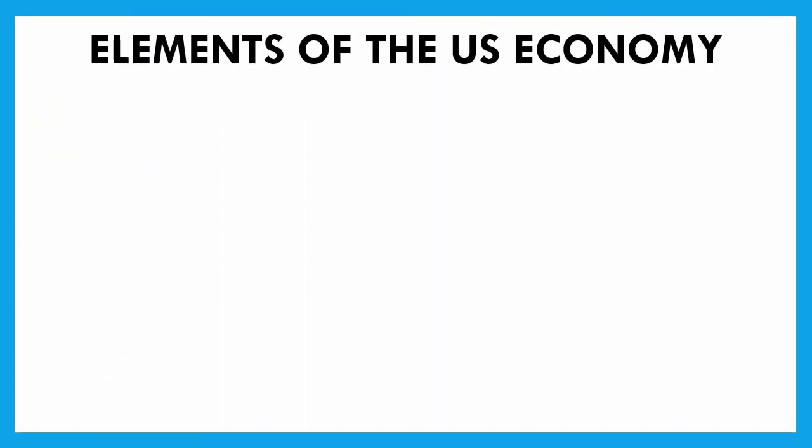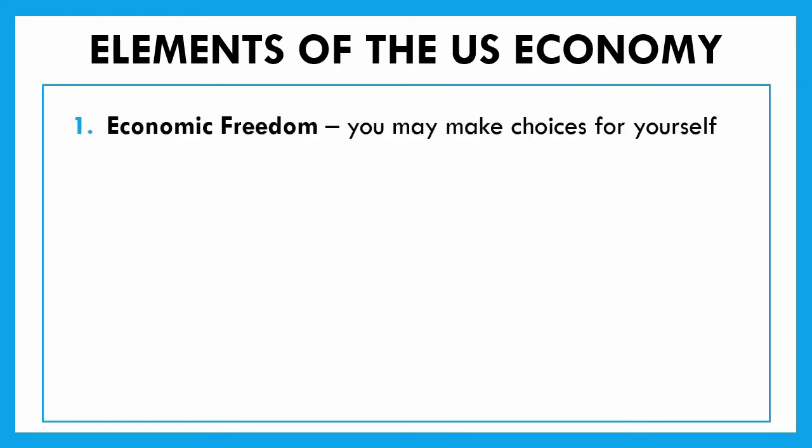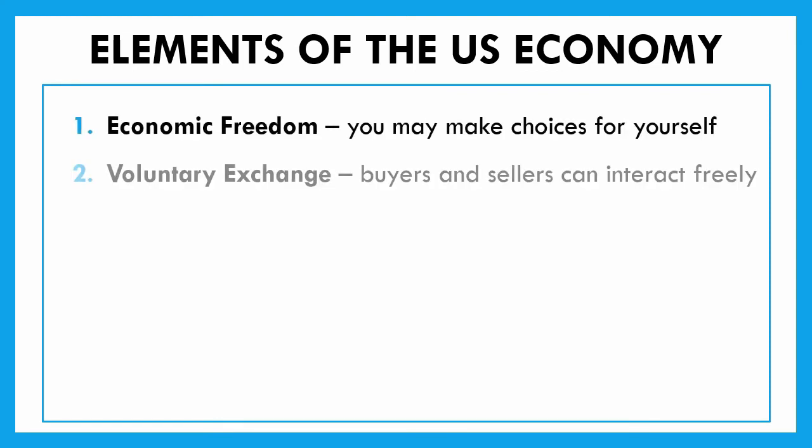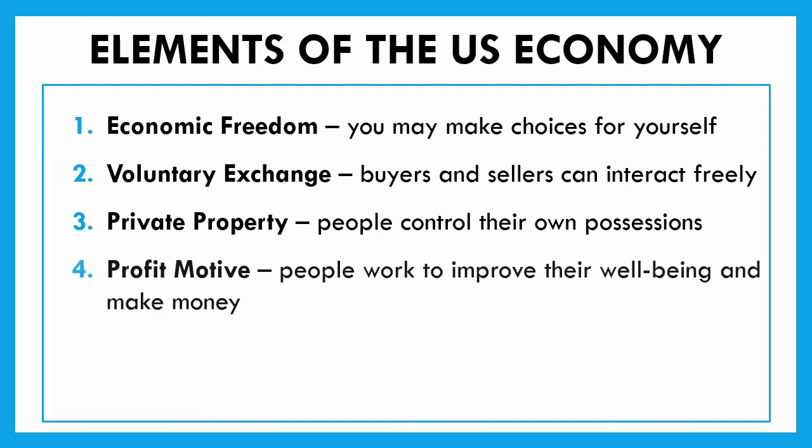And so in the United States economy, just a little bit more specifically, what are some characteristics we see within the U.S.? Well, we see economic freedom. Again, you get to make choices for yourself. And tying in with that, there's voluntary exchange. Buyers and sellers are able to interact freely within the economy. Private property also exists. People, us, we control our own possessions, whether that's the things we actually own or the factors of production.